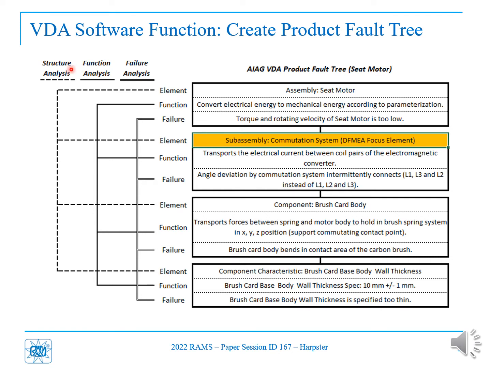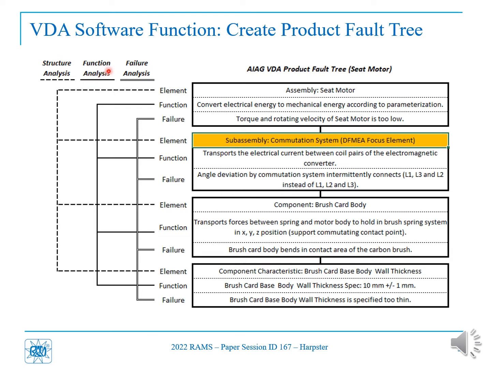The structure analysis consists of identifying the assemblies, subassemblies, components, and characteristics that make up the components. So what you see here is the structure of the seat motor, which sits on top of the commutation system, which then sits on top of the brush card body, and then you see the characteristic of the brush card body called the base body wall thickness.